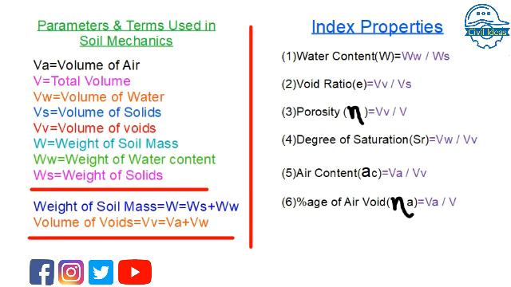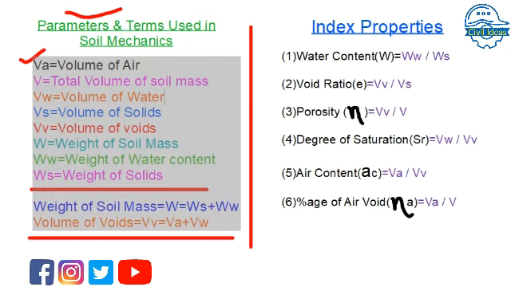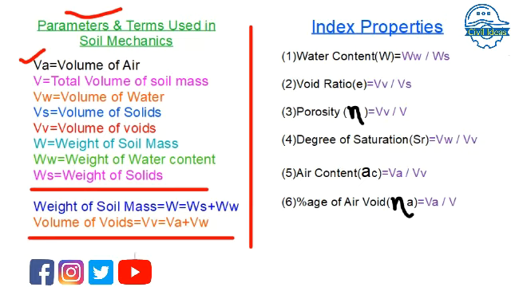That's why we have to study each and every property in soil mechanics. First we will discuss the general parameters used in soil mechanics. VA represents volume of air, V is the total volume of the soil. We have not written it here, but I can write. This is the total volume of soil mass. And this is the volume of water, and this is the volume of solids, VS, and VV, volume of voids.